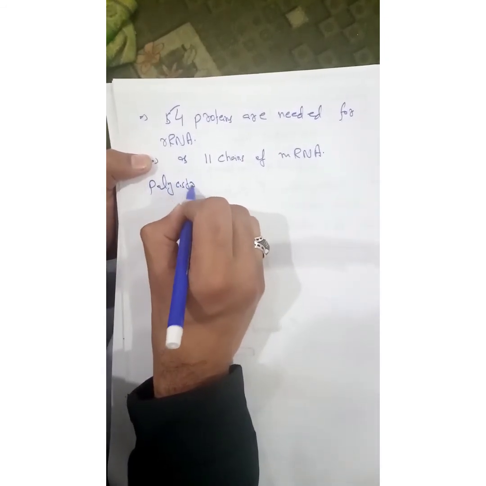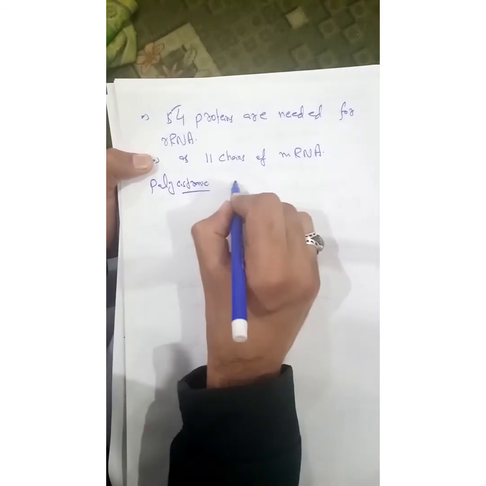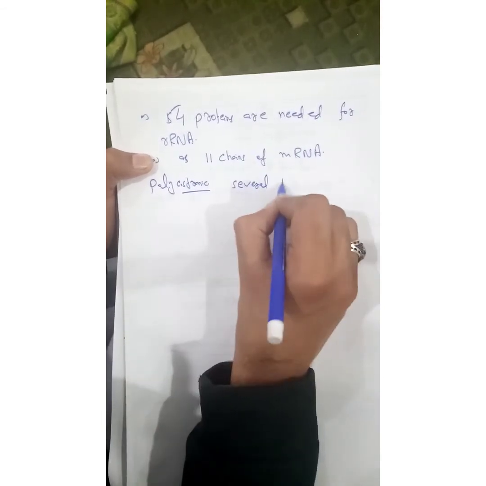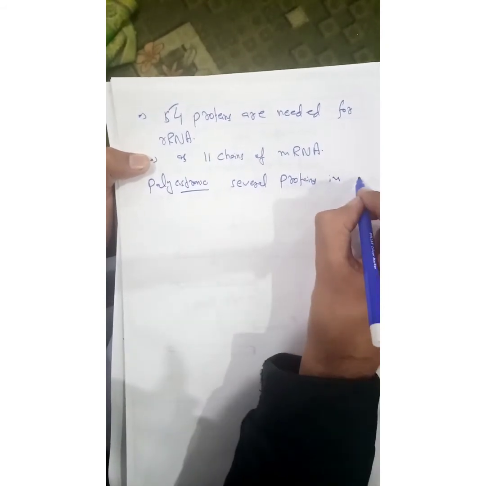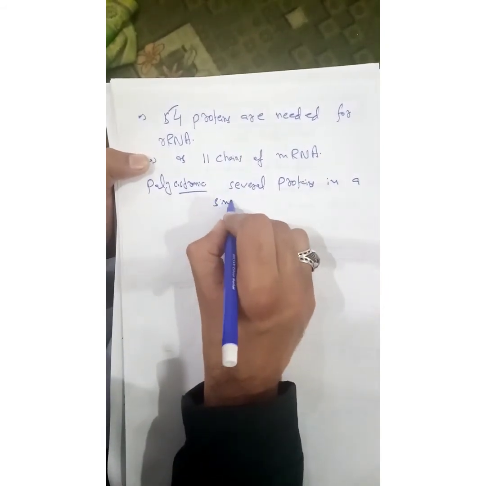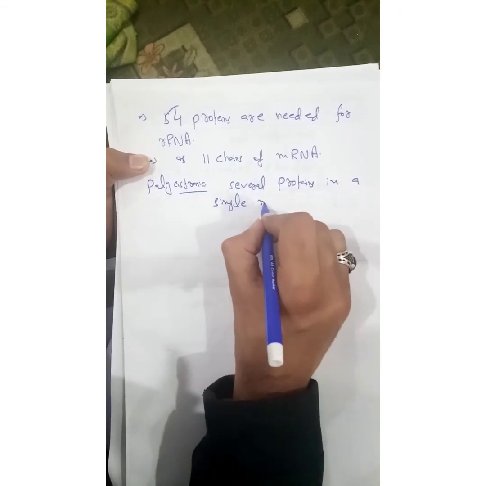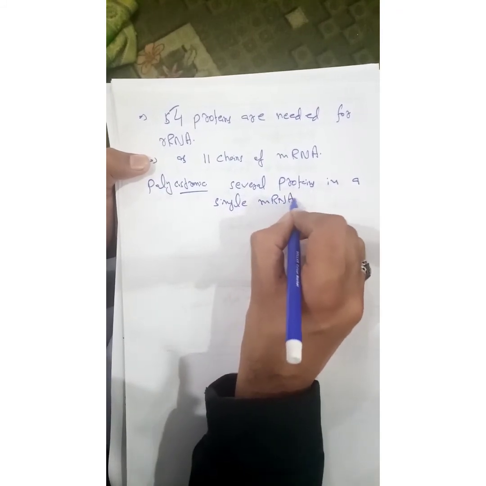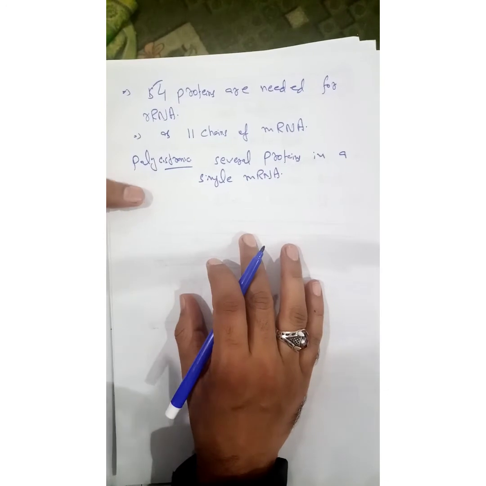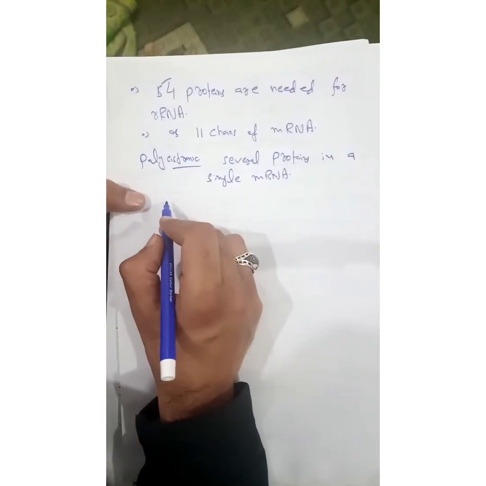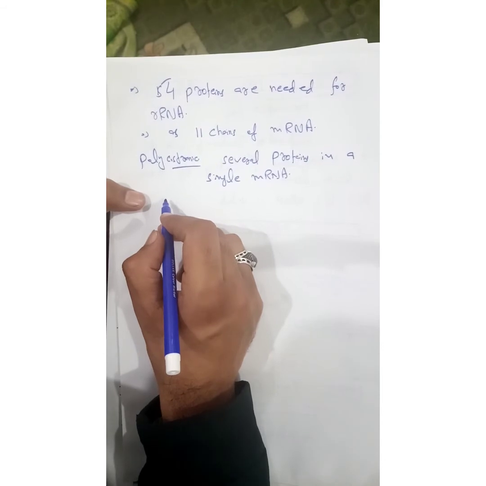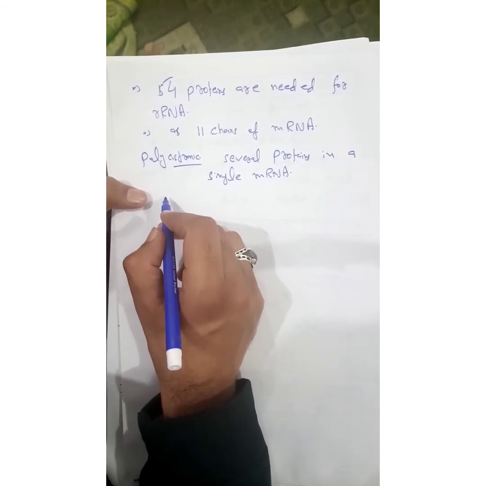So this is polycistronic. When the proteins are formed, they will bind to the RNA subunits, and form mature ribosomes.